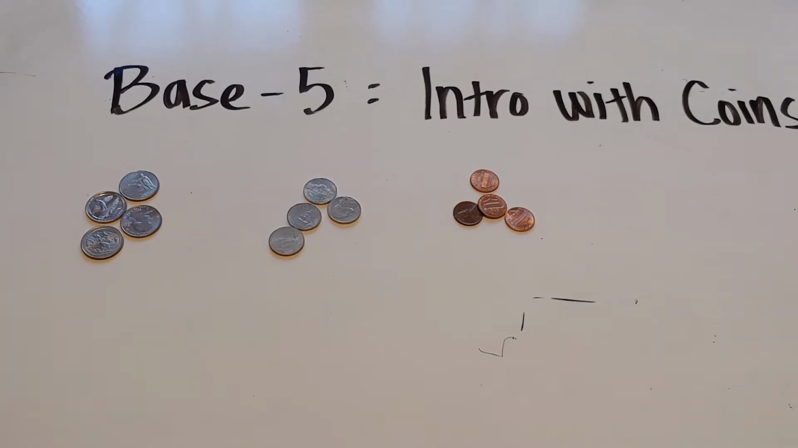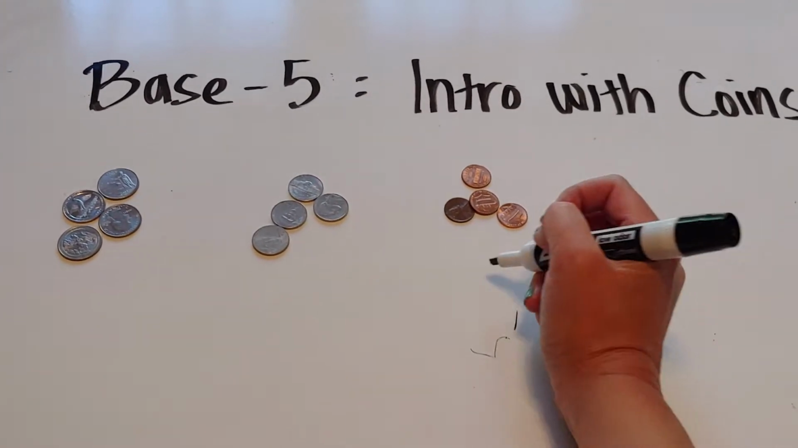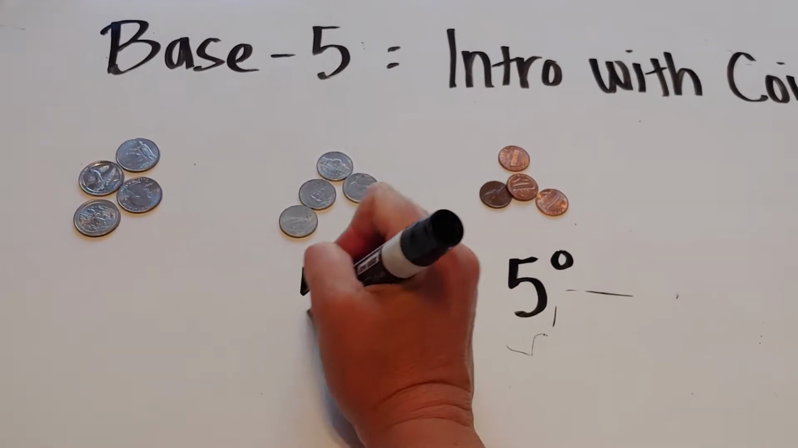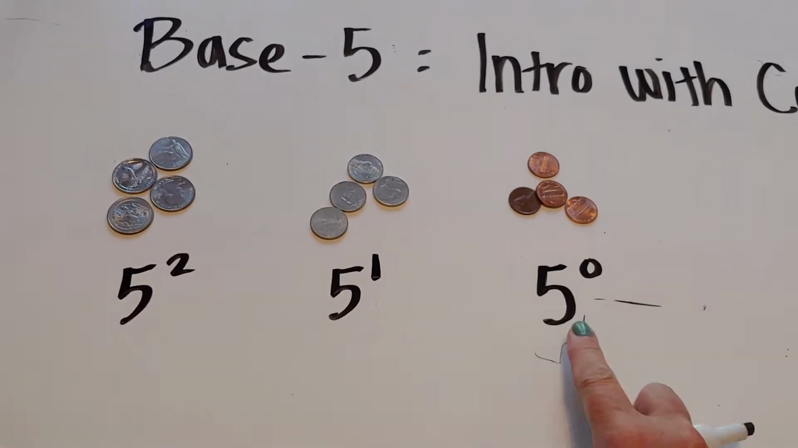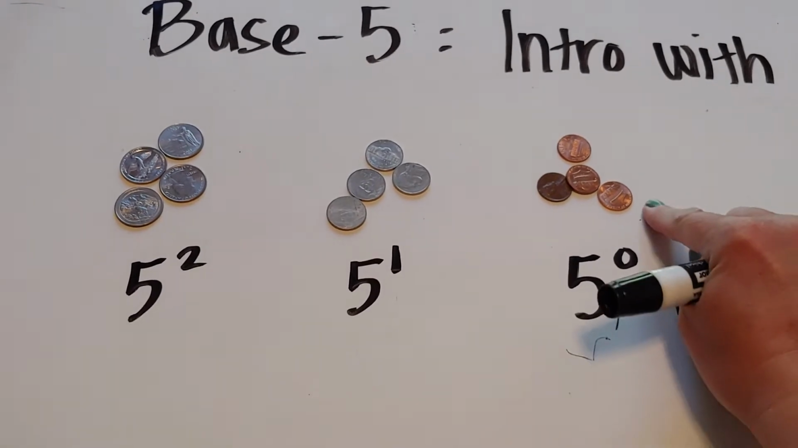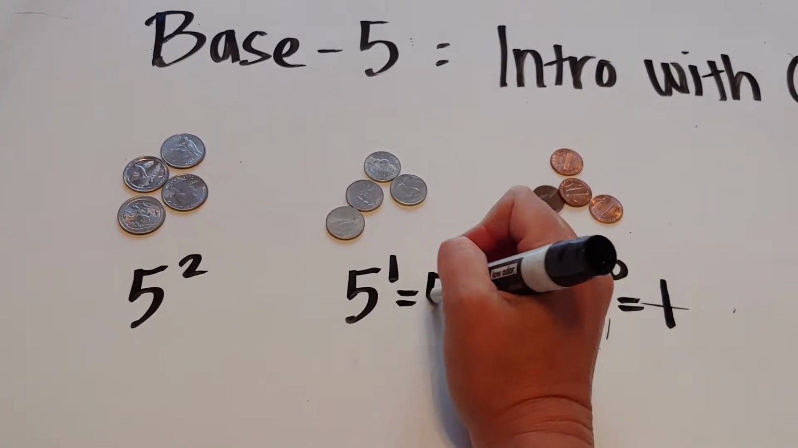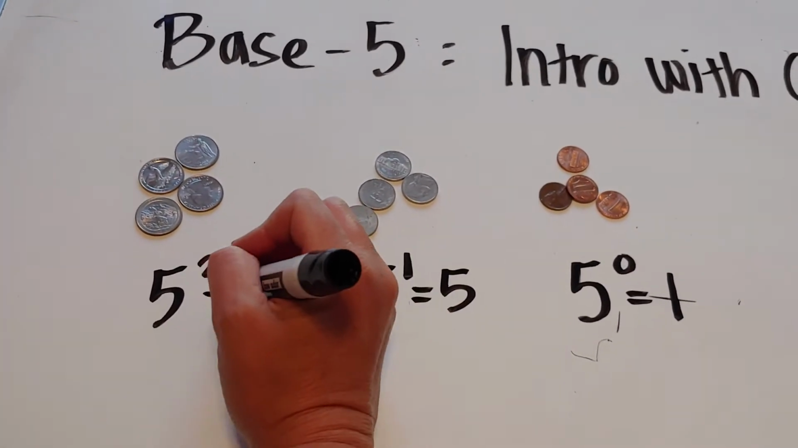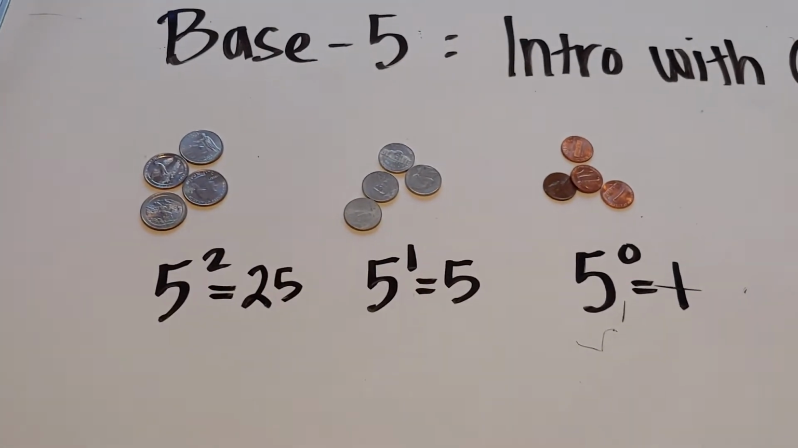Let's remember what base 10 means. Base 10 means the base is a 10. So I'm interested in a base that's a 5. Okay, so 5 to the 0 is 1, so that represents our 1 cent penny. 5 to the first is 5, which represents our 5 cent nickel. And 5 to the second is 25, which represents our 25 cent quarter.